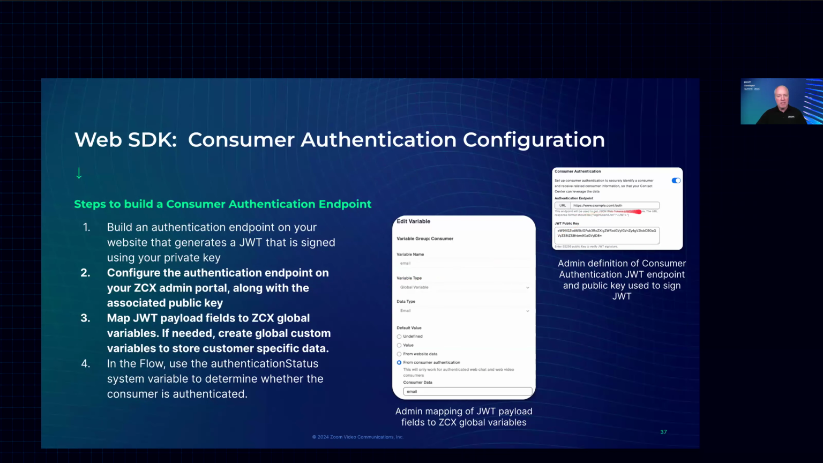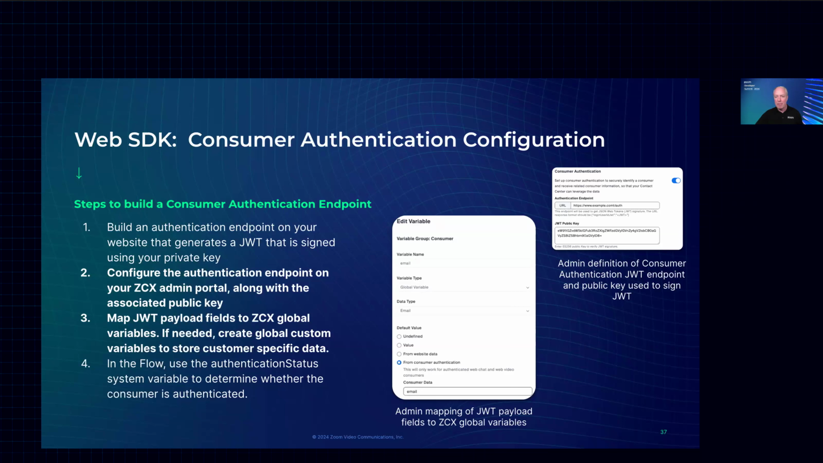Step 2, you can tell us what your consumer authentication endpoint is. That way the Web SDK knows where to go and get that data. Tell us what your public key is. We'll use that public key to make sure that your private key is what signed the JWT. And if your private key signed the JWT, we'll then extract the contents of the JWT. And again, using global variables, just like before, we'll map data from the signed JWT payload into a Zoom CX global variable. So in this example, we're pulling the email field out of the signed JWT, and we're storing it in the email global variable, which again can be used later in the flow or displayed to the agent.